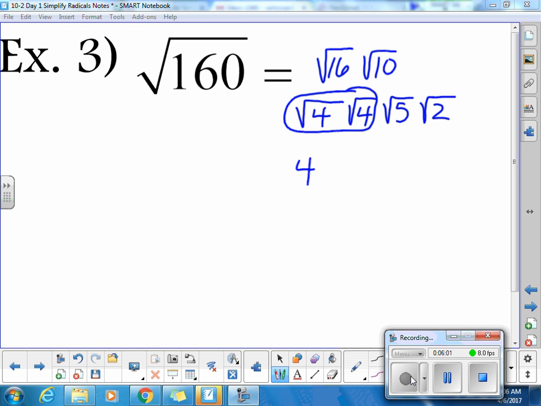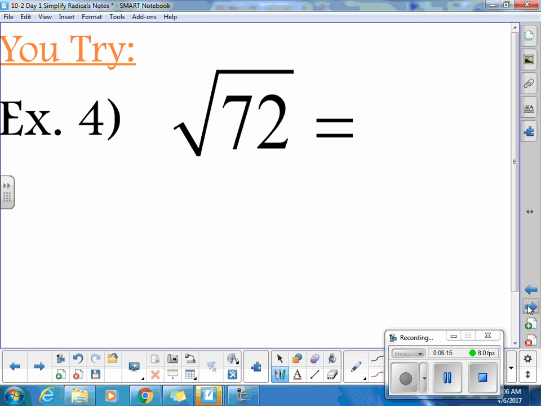5 I can't break up, 2 I can't break up. So since I can't break them up anymore, I'm just going to put them back together under 1 radical. So I have 4 square root 10. I put the 5 and the 2 back together. All right. Again, put me on hold and you try this one.